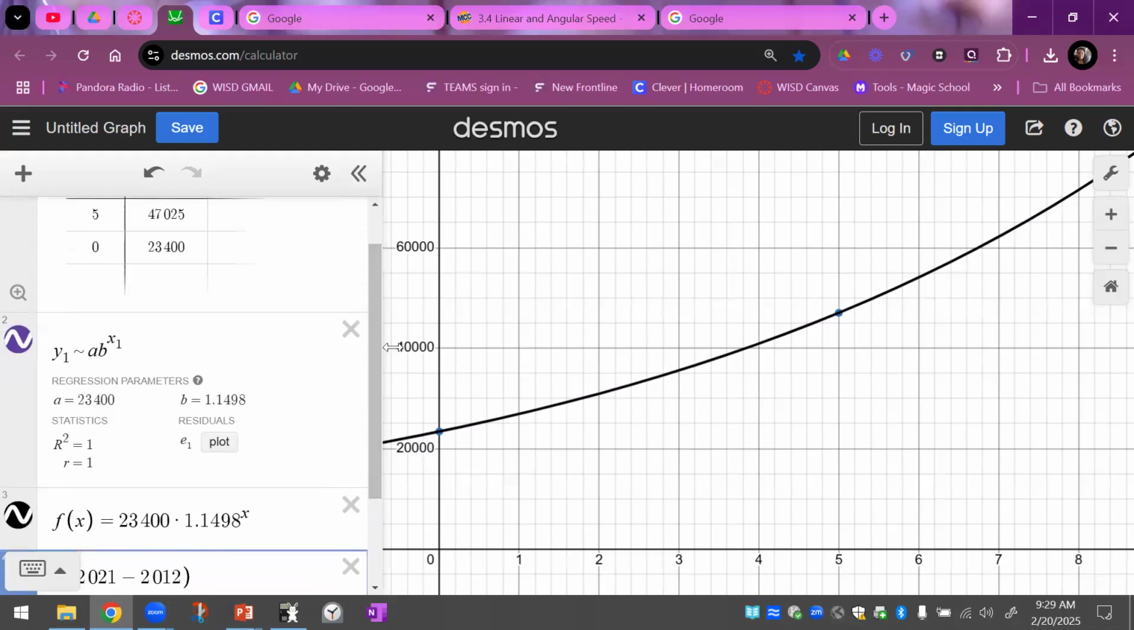How do you feel? Good. Because guess what? You're about to each get an exponential model to work at your table. Yay. You had to know it's coming.